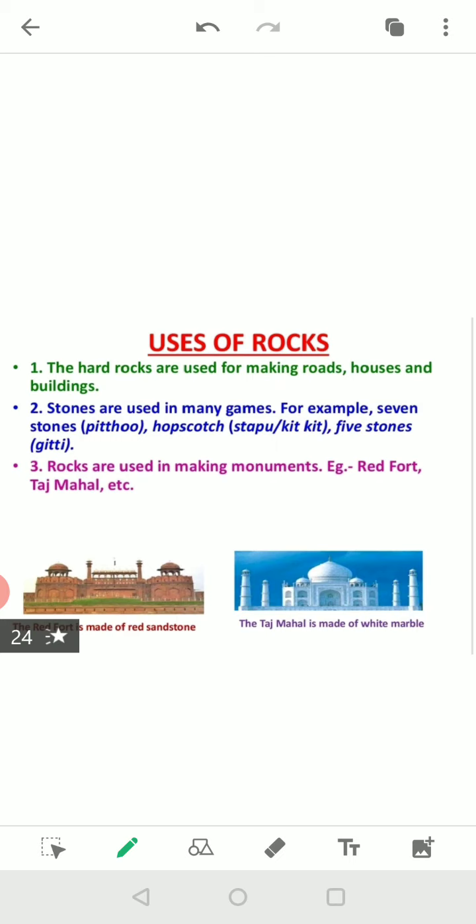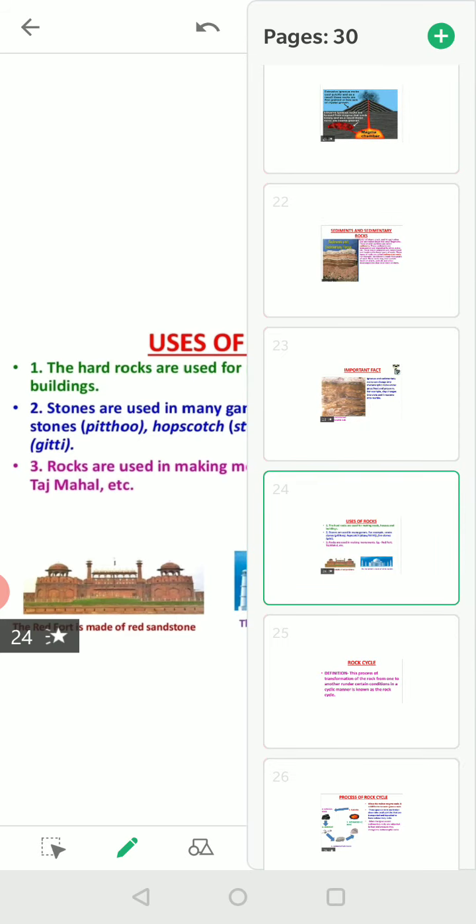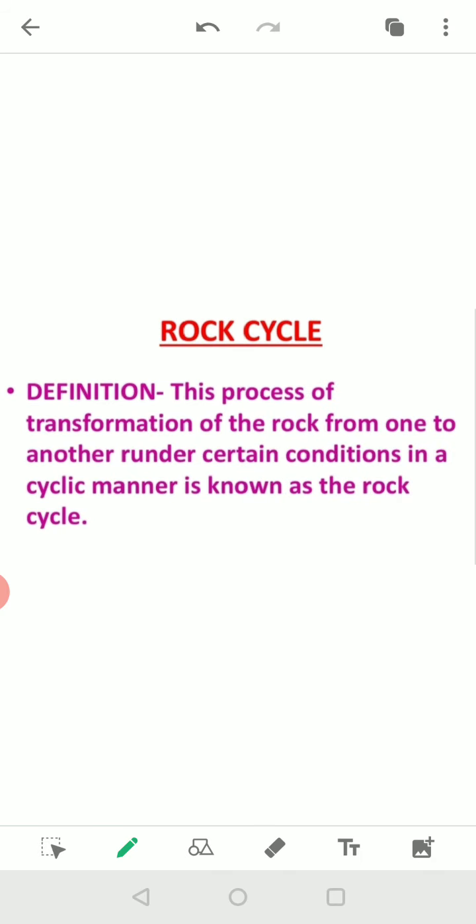Now, uses of rock. The hard rocks are used for making roads, houses and buildings. Okay, it is used for various purposes like construction work, that is building of houses and buildings. Stones are also used in many games. For example, 7 stone, that we call pittu. Okay, 5 stone, gitti. Rocks are used in making monuments like the Taj Mahal and the Red Fort.